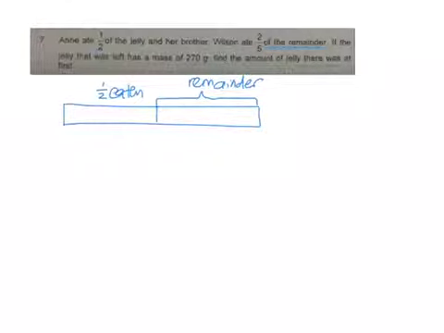Now what do we do with this remaining part? It says Wilson ate 2/5 of the remainder. That means the remainder is being divided into 5 equal parts. And Wilson ate this part. So I'm just going to write W for Wilson. If Anne ate half, and Wilson ate this bit here, what is the remaining? It is, according to the question, what is left?